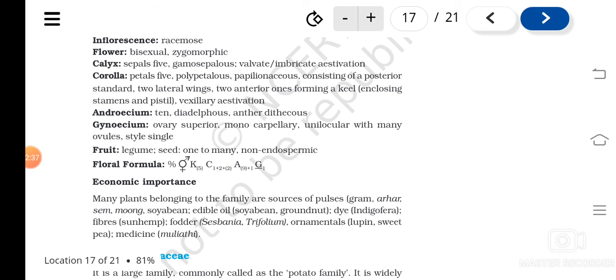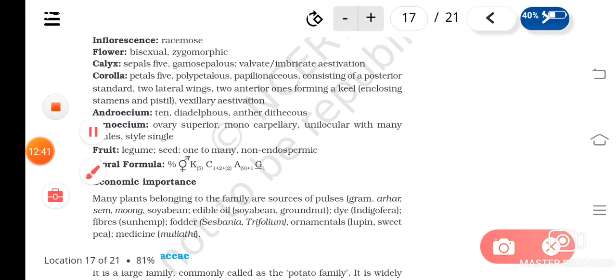We can see another floral formula, of the Fabaceae family. Actually, this family is omitted from your syllabus. So I'm just saying, you can just see it; it will not come for examination.